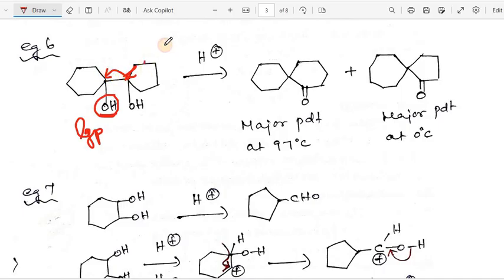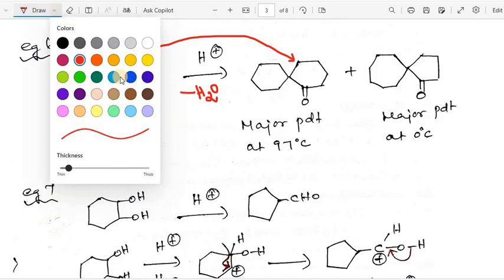Then the 5-membered ring will get converted to a 6-membered ring and this H will get removed as H plus. So removal of a water molecule will occur there. Dehydration reaction. This OH and this H plus will get removed. This bond will migrate. The 1,2 carbon bond will get shifted here. This 5-membered ring will get converted to a 6-membered ring.